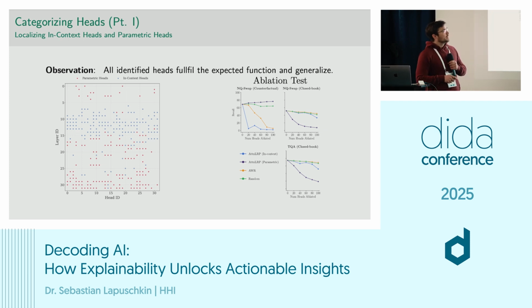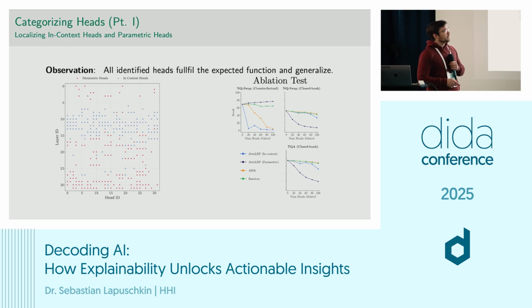Conversely, in the closed book setting, where we don't have a context, we see also an expected effect: if you remove the parametric heads we find, the model becomes unable to answer the questions. But also interestingly, if you remove the in-context heads, we see a decline in performance this time. And this leads us to believe that the model needs those in-context heads to process the intentional frame of the question. I will get to this in the next slide. The point is, we need in-context heads in order to process and parse the question we give to the model so it can execute the right function, basically.